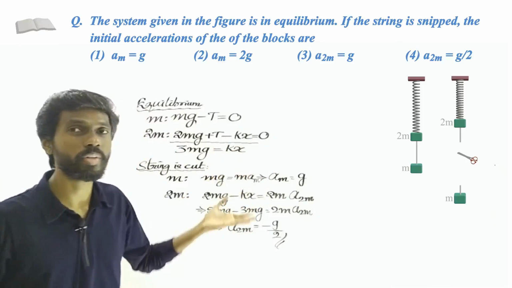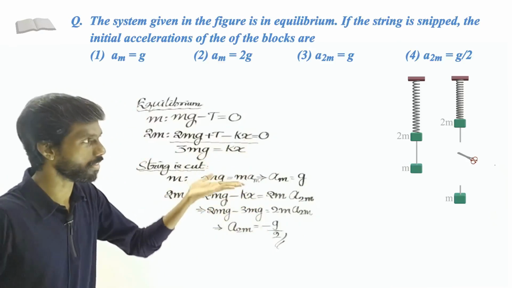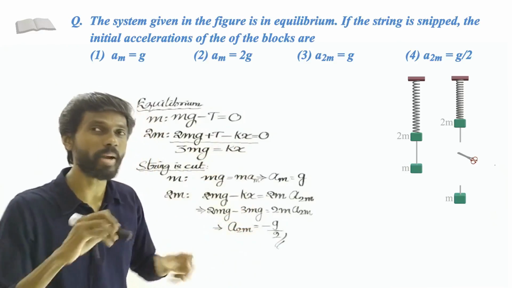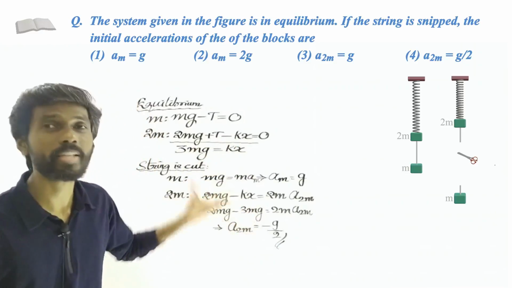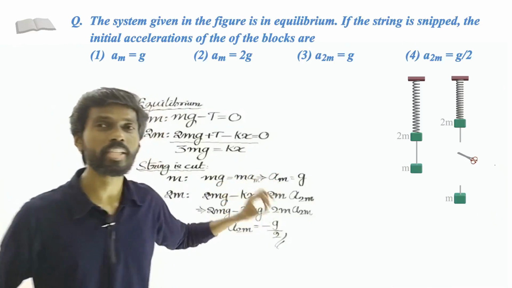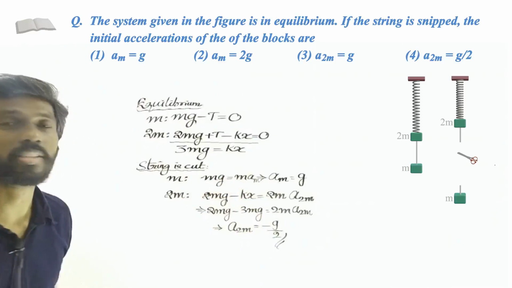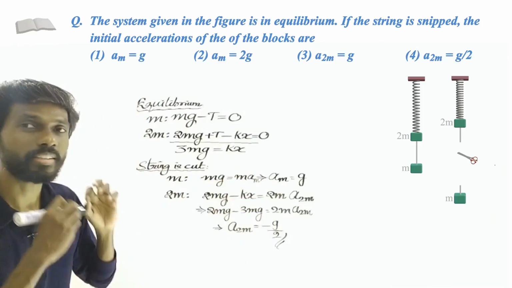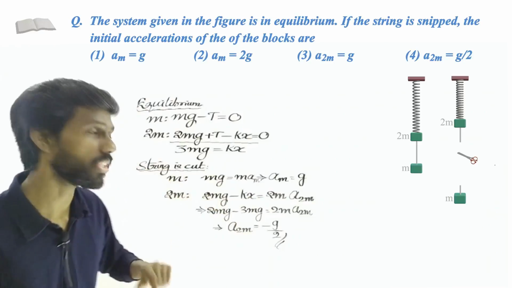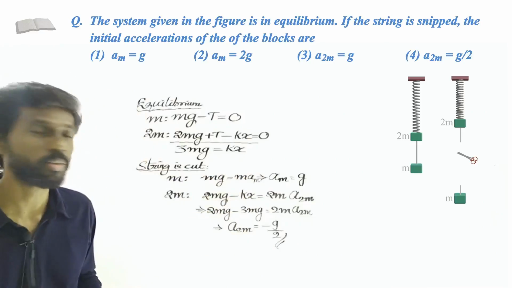So this block will move in the upward direction, obviously, due to the spring force. The magnitude of its acceleration is g by 2, but in the upward direction, and the acceleration of the other block is just the acceleration due to gravity, g. So these are the accelerations of the two blocks immediately after the string is cut. The accelerations are g and minus g by 2. That is the answer.